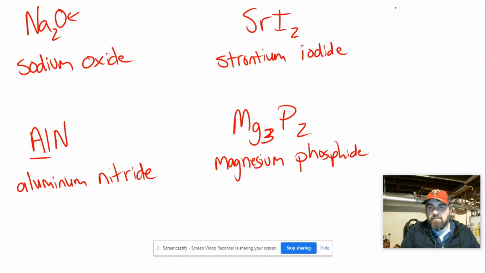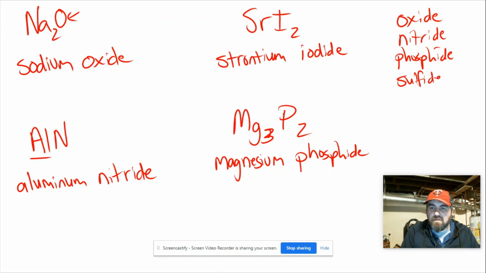Okay? So oxide, nitride, phosphide, sulfide. That's pretty much the ones that we're going to see that don't really follow the just take the last 3 letters and change them to IDE. Okay? All right. So, recap.